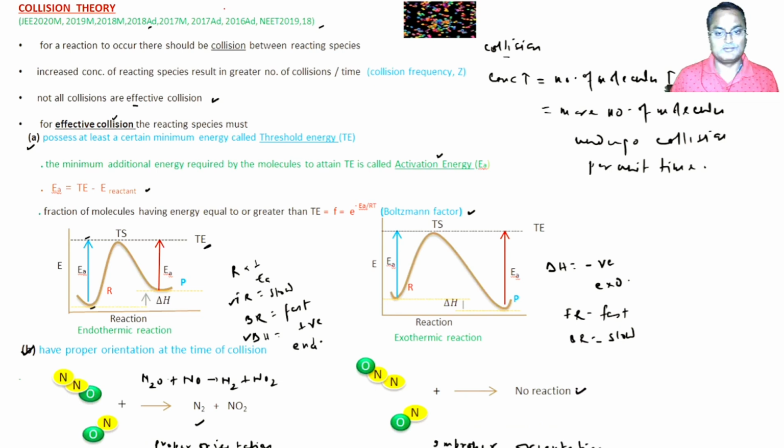So proper orientation of the colliding molecules is also very important for effective collisions. तो अगर इनमें में से कोई भी चीज़ें satisfy नहीं हो रही है, fulfill नहीं हो रही है, तो effective collision नहीं होगा, और effective collision नहीं होगा तो reaction में conversion नहीं होगा, यानी reactants product में convert नहीं होंगे, right?